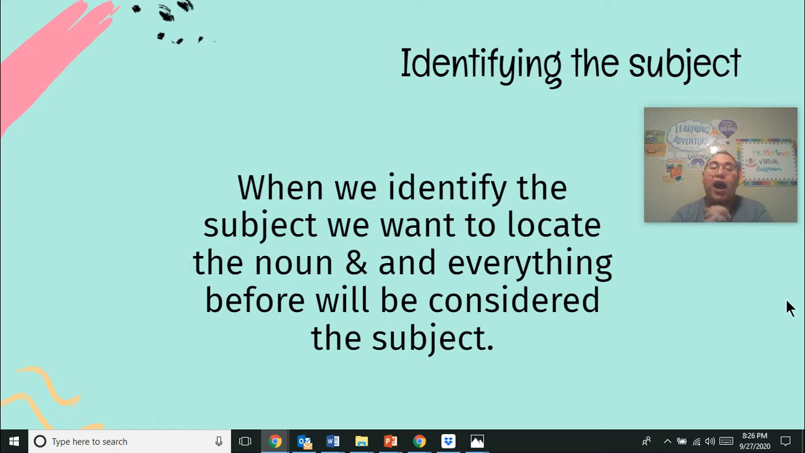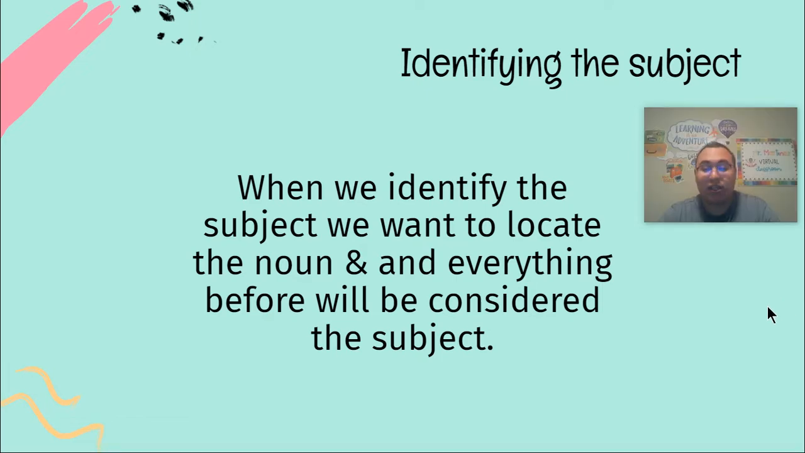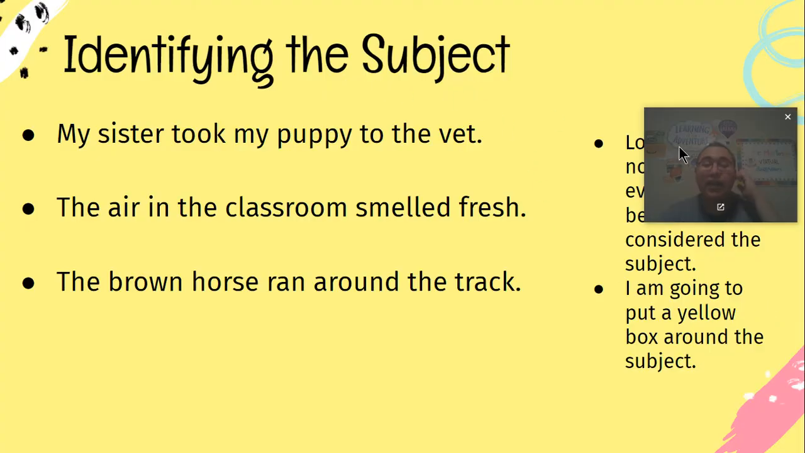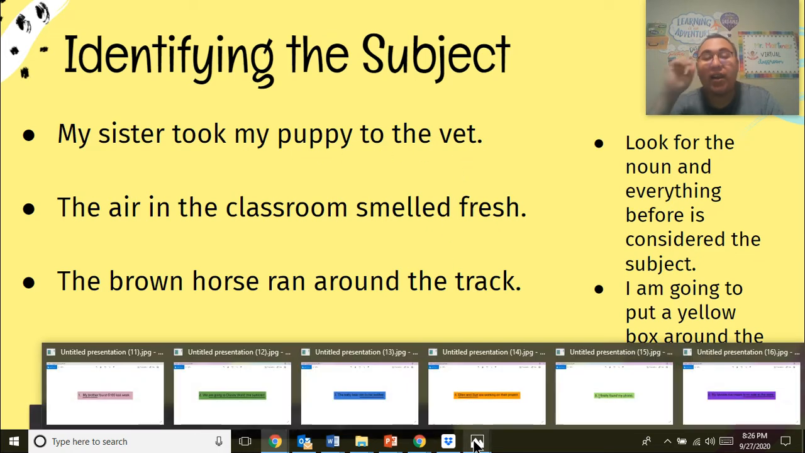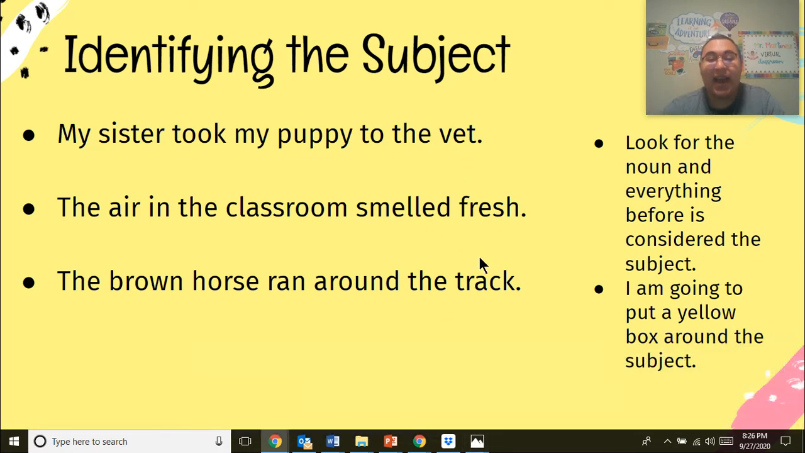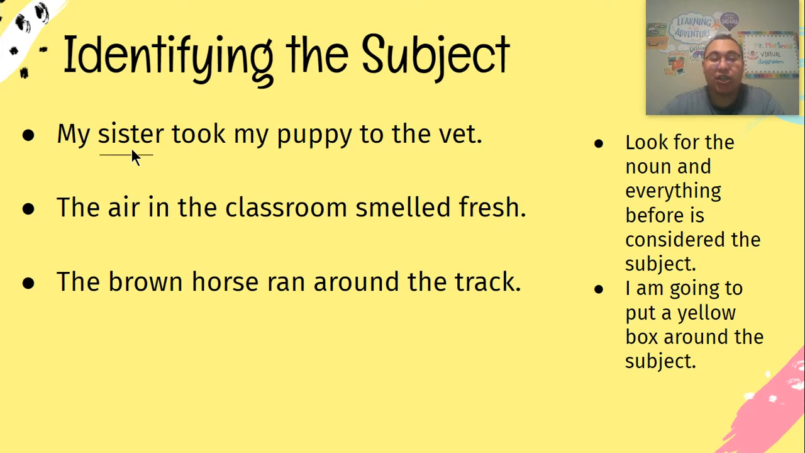So I want to show you how I identify the subject. We want to locate the noun, and everything before the noun is considered the subject. So here are some examples. It says, identifying the subject. My sister took my puppy to the vet. Well, where is the first noun that I see? I see that the noun is sister. So everything before that is going to be considered my subject. That's going to be my sister.